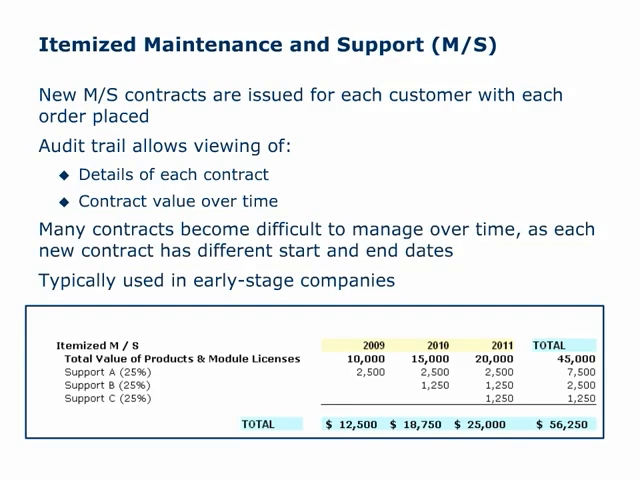Itemized maintenance and support contracts are typically used in early-stage companies. New contracts are issued for each customer when each order is placed. You can see from the example on the slide that 3 support contracts, A, B, and C, have been purchased. The value of each contract is 25% of the total value of the products and licenses and is individually displayed on a year-to-year basis. This level of detail allows a company to view the value of each contract and its details. However, this becomes difficult to manage over time as each contract has different start and end dates. The next model addresses these challenges.